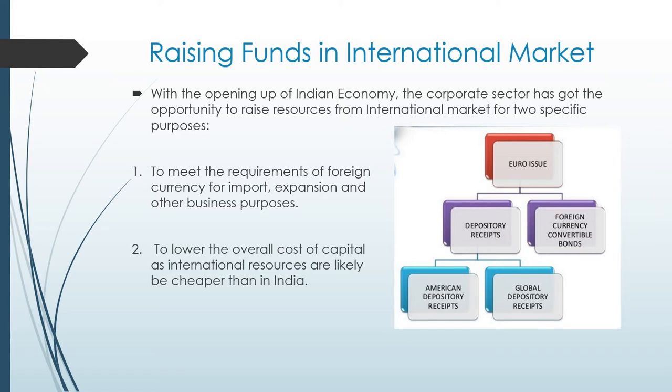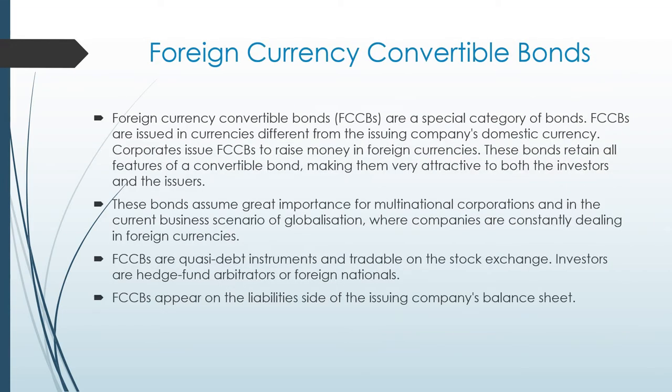It is further divided into American depository receipts and global depository receipts. Both are generally in terms of US dollars, whereas American depository receipts are generally issued and traded in the US securities market, whereas global depository receipts are traded in global countries, in all countries except the US. So now we'll be coming to foreign currency convertible bonds.